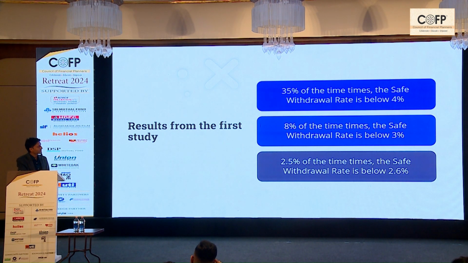8% of the times, the safe withdrawal rate is below 3%. So if you're using a 3% rate, the probability that you will not be safe is as low as 8%, which I think is a decent risk to take. And if you want to be ultra conservative, if you use a withdrawal rate of below 2.6%, you pretty much have a negligible chance of exhausting your retirement corpus before your life expectancy.